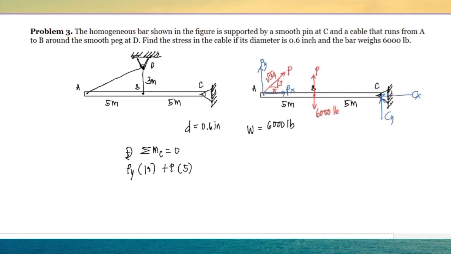So the weight of the bar will create a counterclockwise rotation, so that is negative 6,000 pounds multiplied by the distance of 5 meters, and that is equal to 0. Why don't we convert the 5 meters into inch or into foot so that our units are consistent? Actually, the distance will just cancel out, so it will not affect the result. So, for the component Py, that is P multiplied with the vertical component, so that's 3 over the diagonal square root of 34.